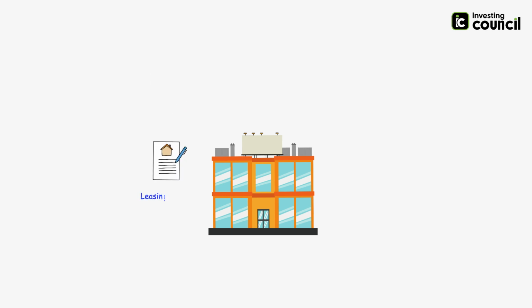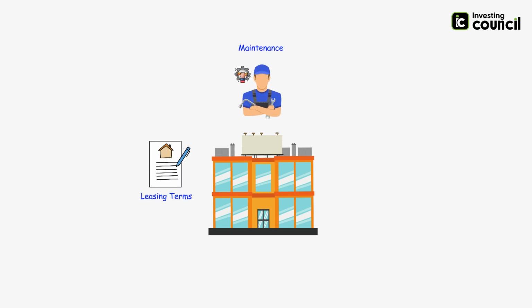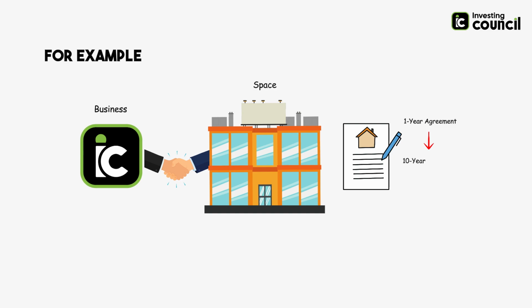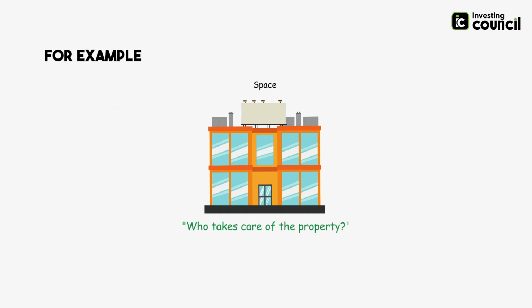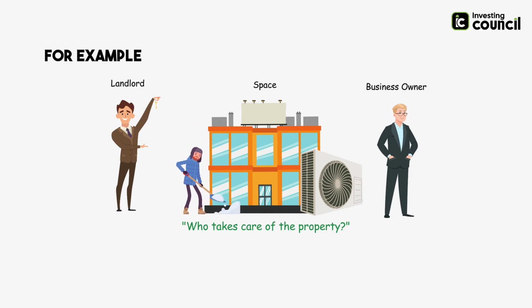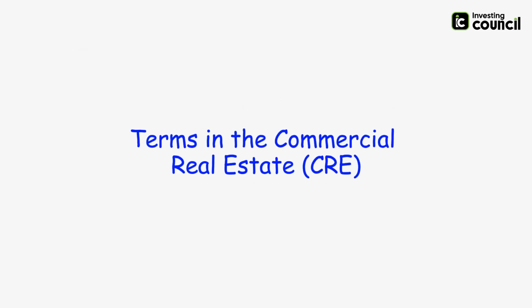Now, commercial properties are a varied bunch. They come with different leasing terms, maintenance duties, and investment potentials. For instance, when a business rents a space, the lease could range from a simple one-year agreement to complex decade-long commitments. And who takes care of the property? Sometimes it's the landlord, and other times the business owner has to handle everything from fixing the AC to shoveling snow off the sidewalk.